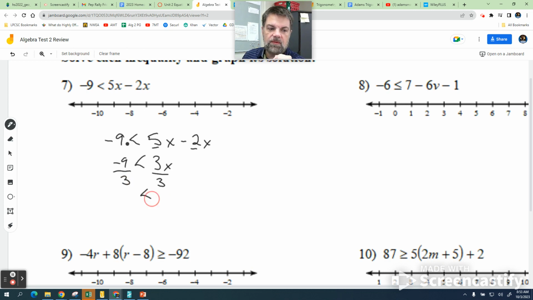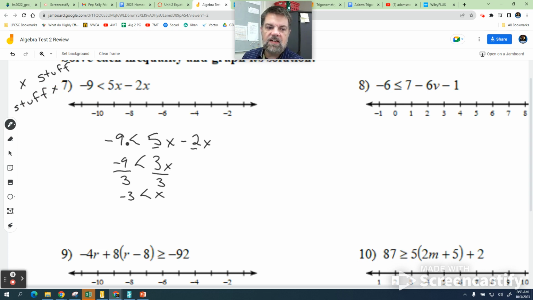3 divided by 3 is just 1. 1 times x is x. What's negative 9 divided by 3? Negative 3. Now, here's a tricky thing. I prefer that it be x something stuff. I don't want stuff something x. So I can flip this around.